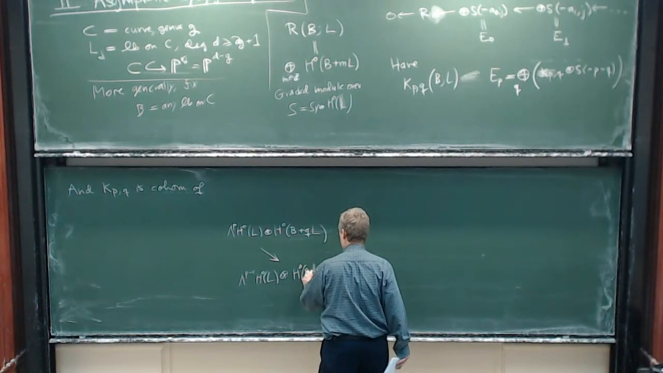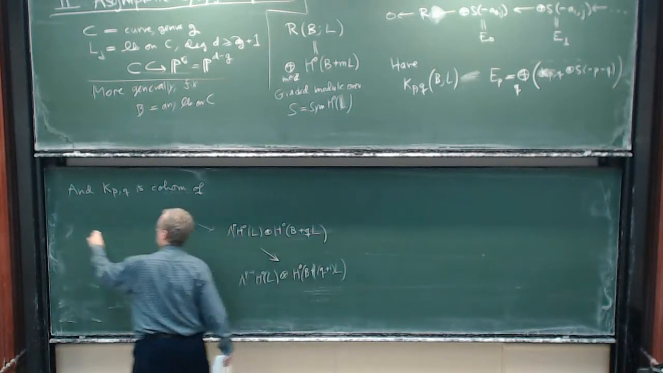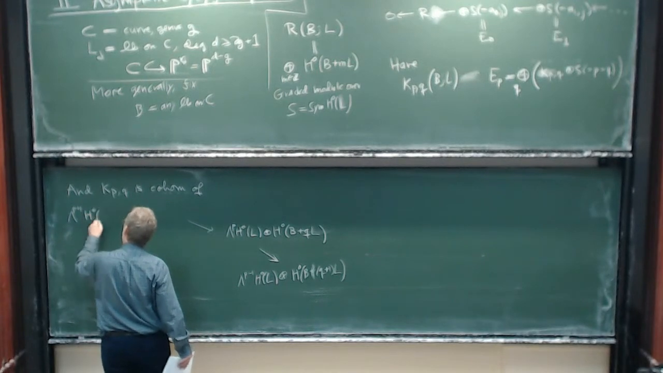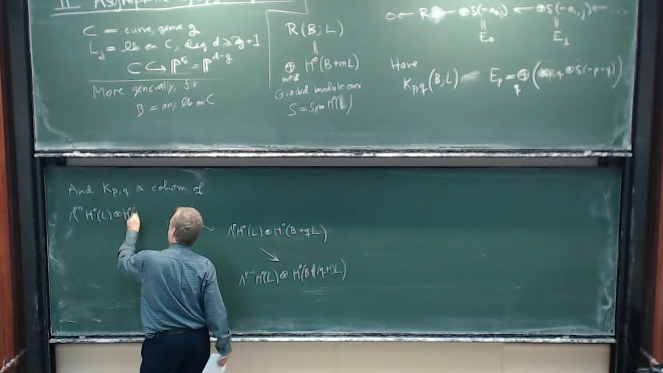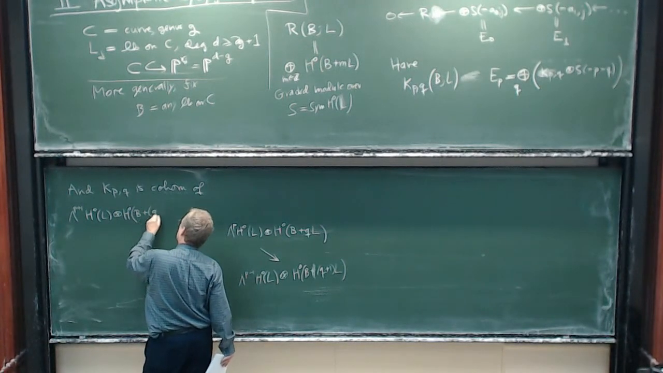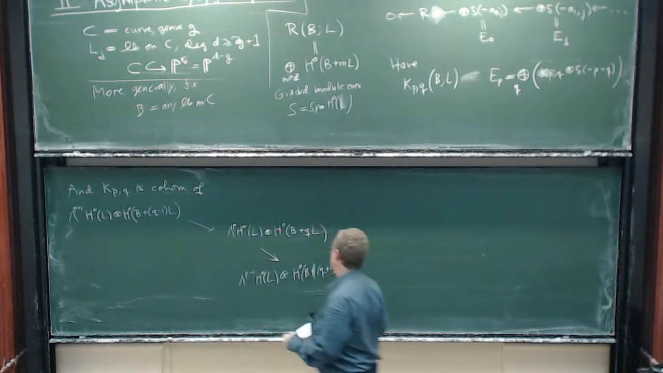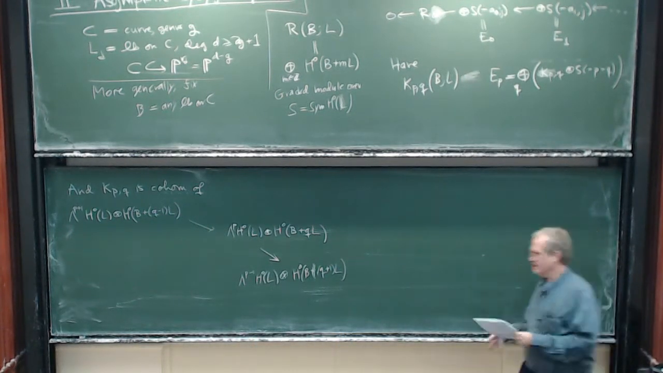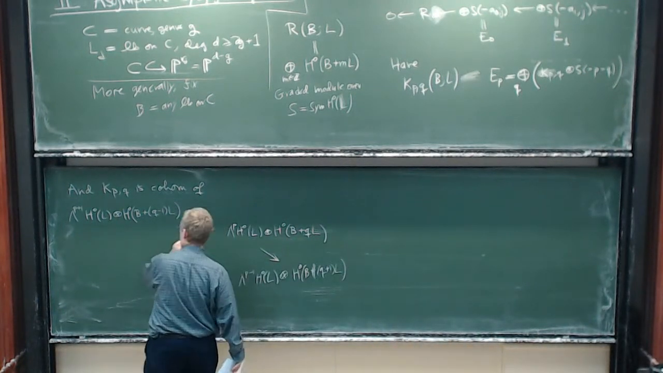This is a plus, and then this receives a map from wedge^(P+1) H^0(L) tensor H^0 of B plus (Q-1)L. Okay, so the cohomology of this thing is these K_{P,Q}. So it's no essential difference. In the old case, which is still the most important, but as you'll see, it's important. I think it's useful to.